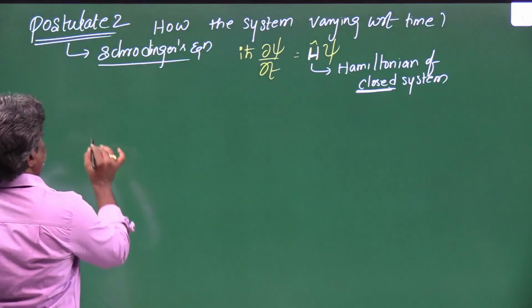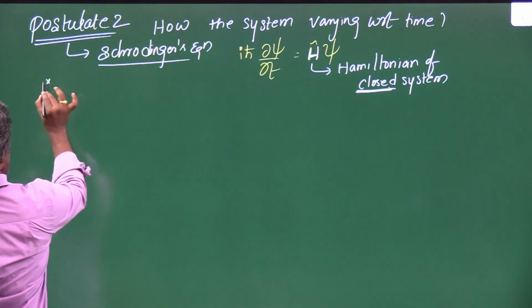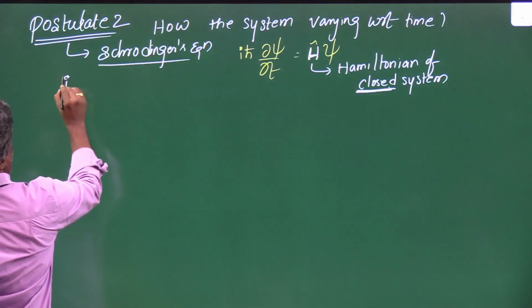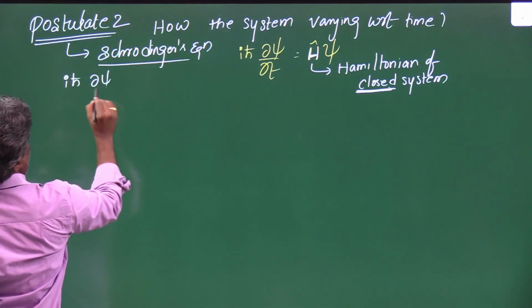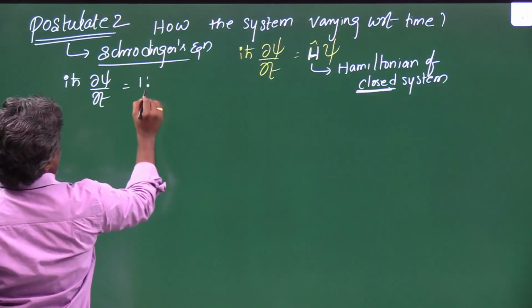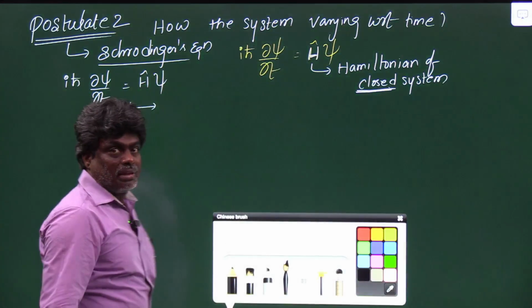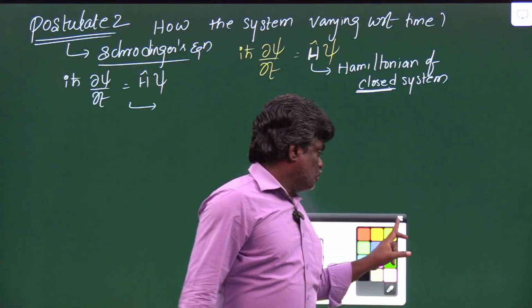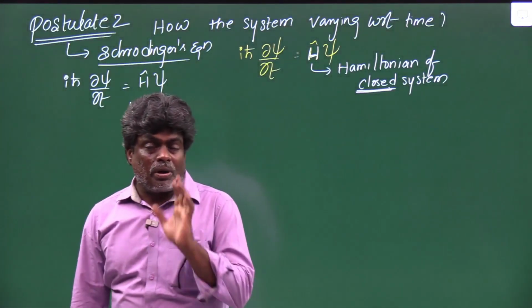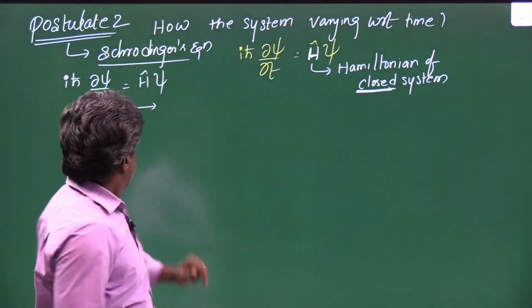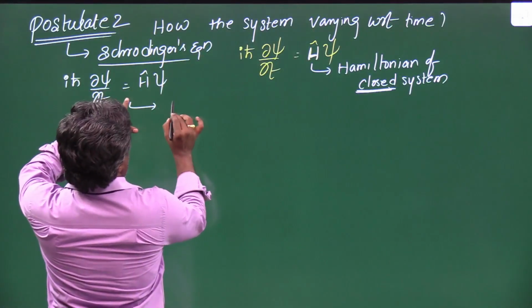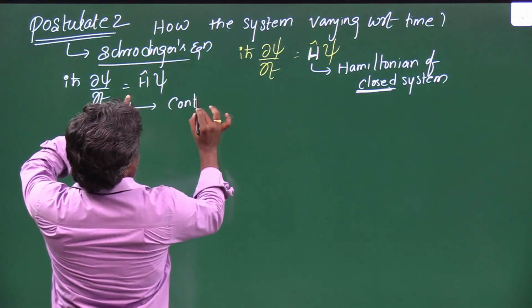That's it. And here, sir, this is important. i h-bar dou psi by dou t equals H psi. What is the issue with the Schrodinger's equation? We won't use this form of the Schrodinger's equation in quantum computation. The reason is that this Schrodinger's equation is continuous in time.